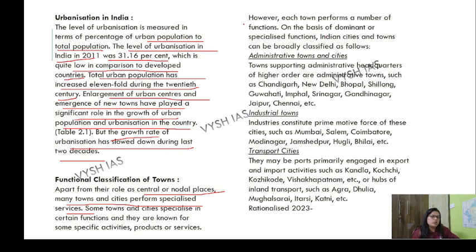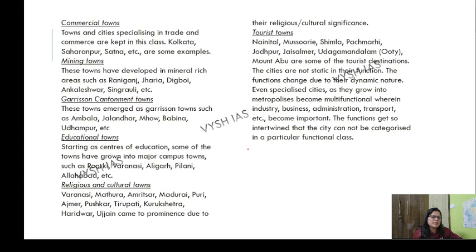So, you know, we classified rural settlement into 4 parts: clustered, semi-clustered, hamleted, and the last one, dispersed. Okay, in the same way we can divide urbanization: administrative towns, industrial towns, transport cities, commercial towns, mining towns, garrisons. Garrisons you need to understand, these are such as Ambala, Jalandhar, Mhow, Babina, Udhampur, Mau. Okay, educational towns like Aligarh, Varanasi, Rohtak. Okay, religious like Amritsar, Mathura, and religious town, one of them Ayodhya Nagri, right?